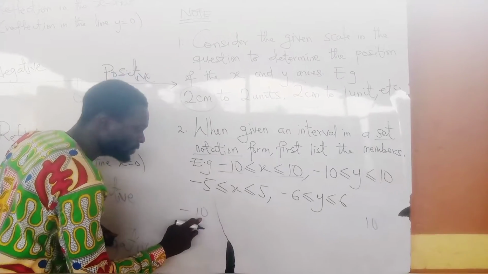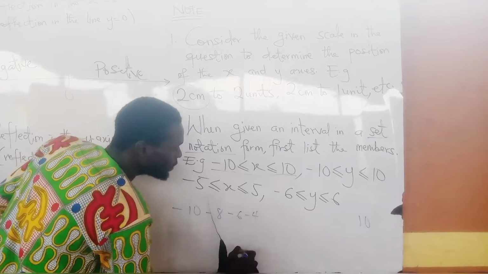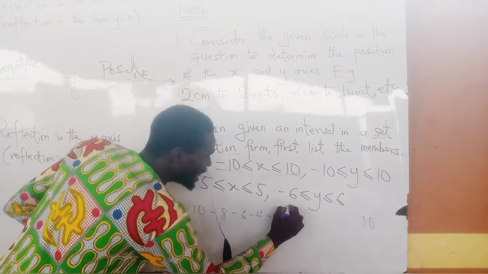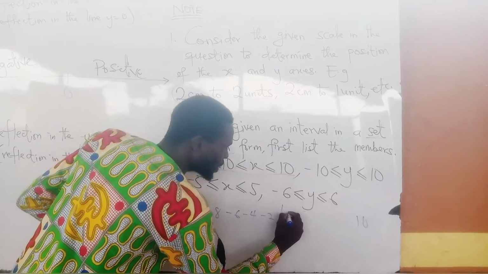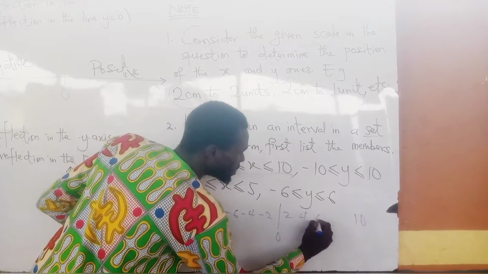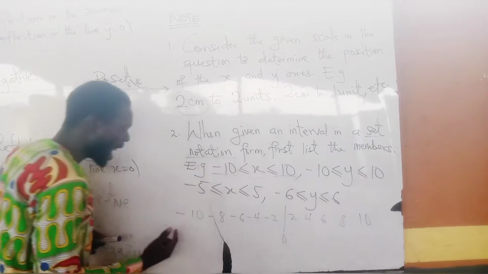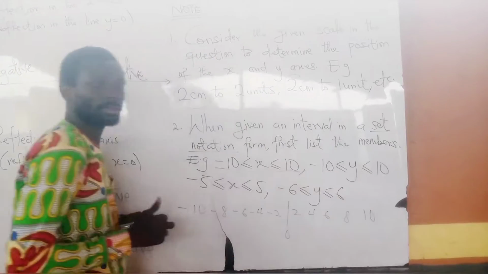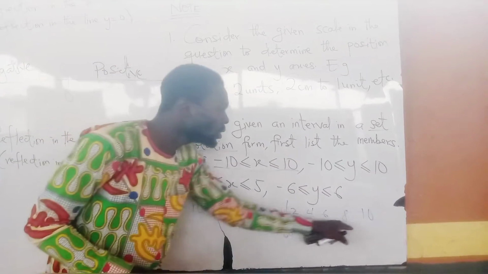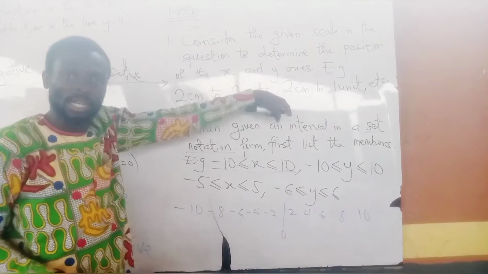So we have negative 10, negative 8, negative 6, negative 4, negative 2. Then there comes my origin, which is O. Then I go again, positive 2, 4, 6, and 8. So you see that on my x-axis, I have from negative 10 to 10. And this scale or these intervals works with 2 centimeters to 2 units.